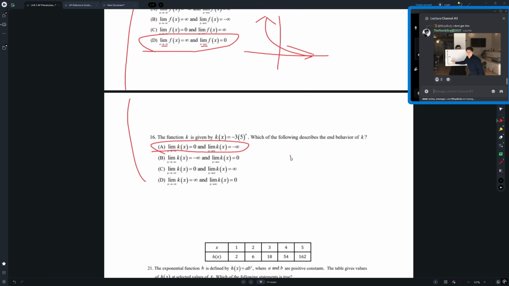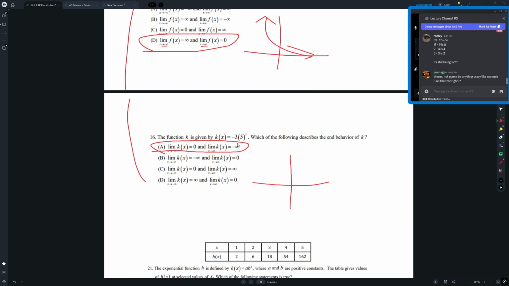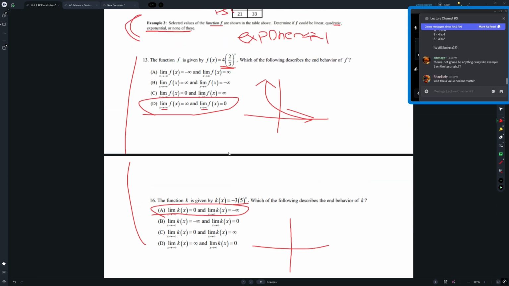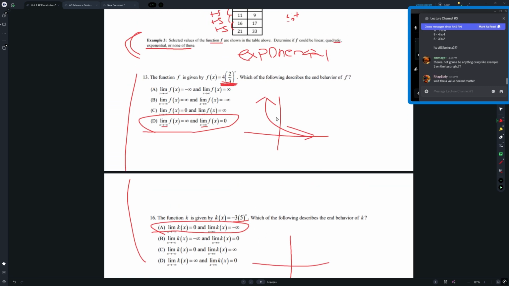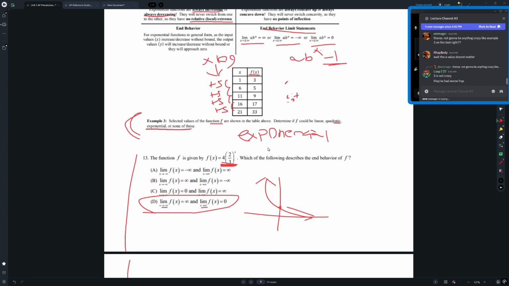For this one, same. So now it says 5 of x. The a value for this does not matter because it's 4, which means our starting value is 4, pretty much. Like example 3 on the test. 3 isn't crazy. This would not be an FRQ. This would definitely be an MCQ. This is not a type of FRQ.